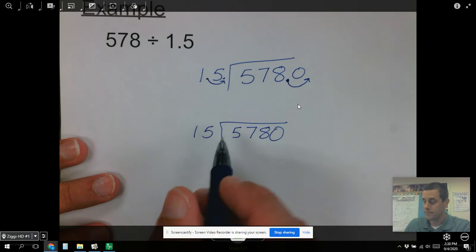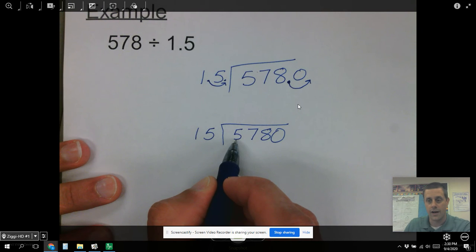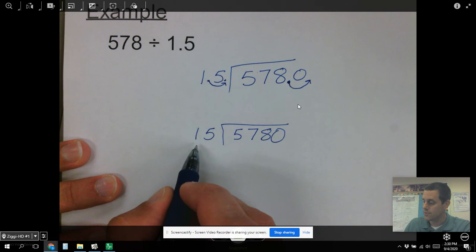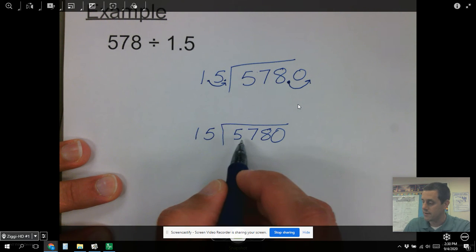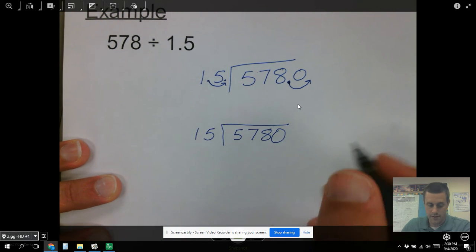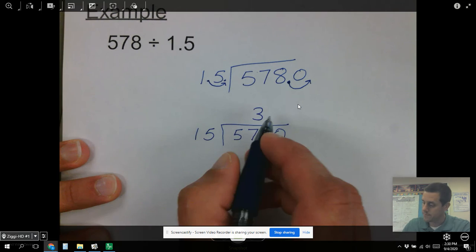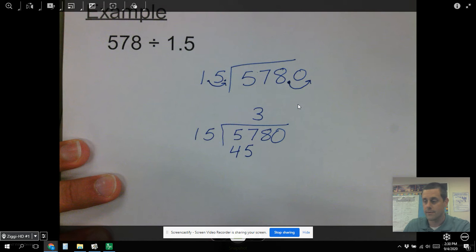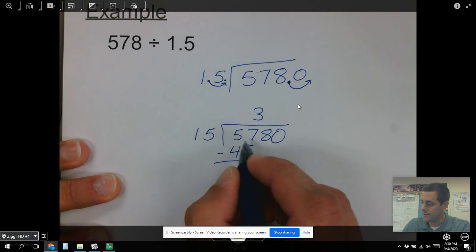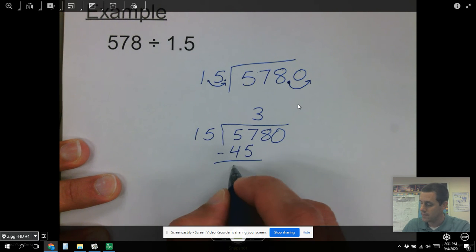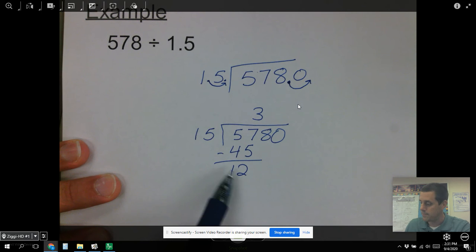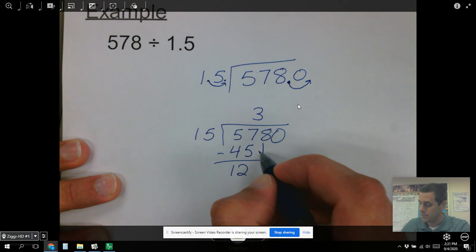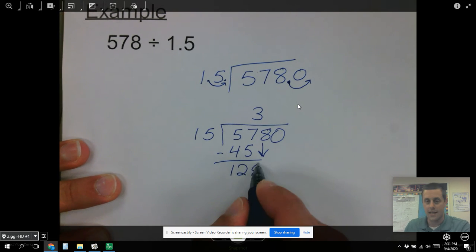So now that I move my decimal point, we can go ahead and complete the division down here, dividing by 15. 15 will not go into 5. So instead, we're going to take 15 into 57. 15 will fit into 57 3 times. 3 times 15 is 45. Now we subtract. 57 minus 45 gives me 12. Don't forget your check step. 12 is less than 15, so I can bring down my next digit, which is an 8.